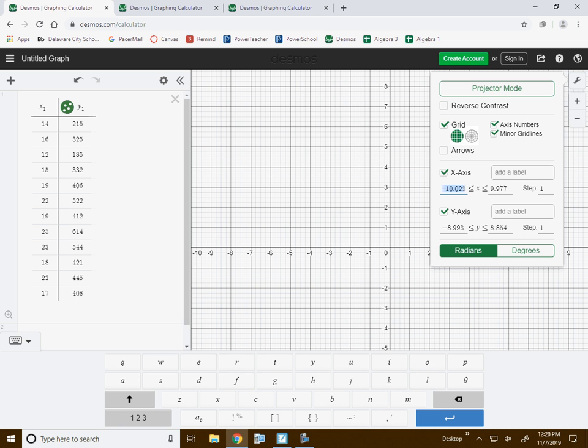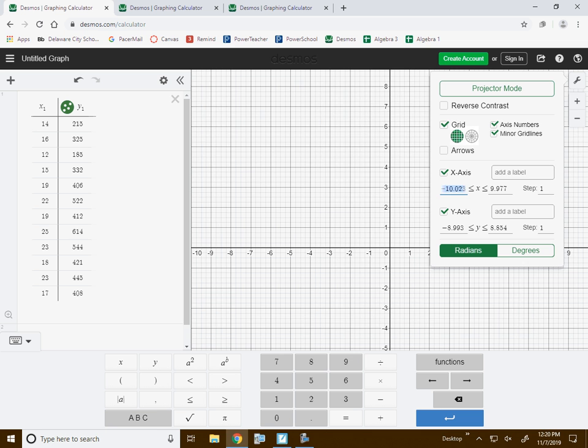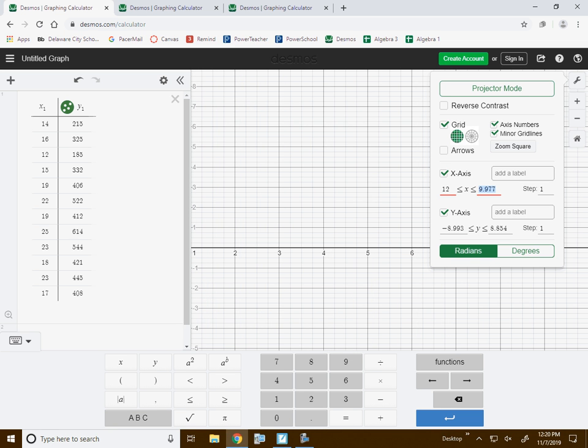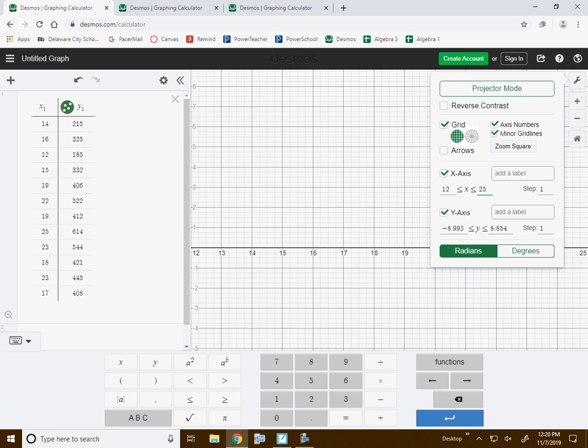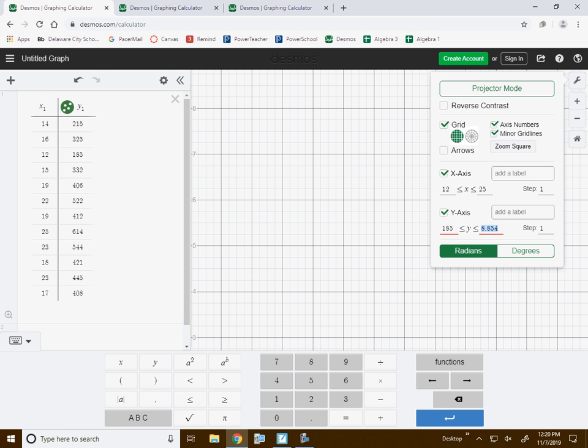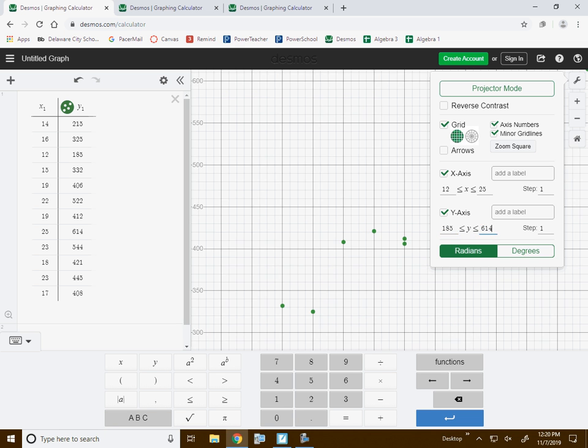So we said that we want X to go from, was it 12 to 25? Is that correct? 12 to 25? Yeah. Okay, and we're going to step by 1. And then our Y is going to go from 185, we said, to 614. Step by 1. So you're just editing those numbers. Now, you should see in the background, your scatter plot starts to show up because you've changed it so that you can see the correct X and Y values.